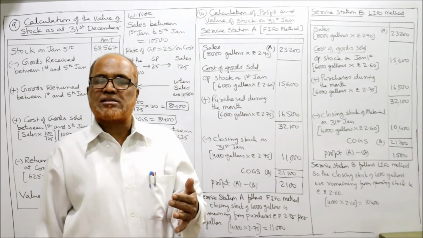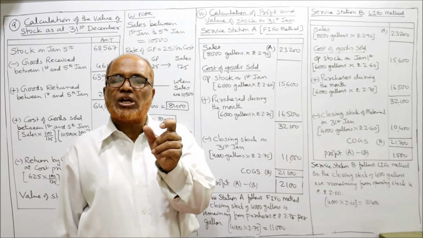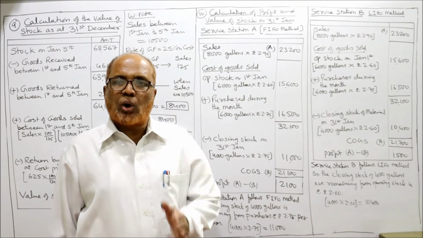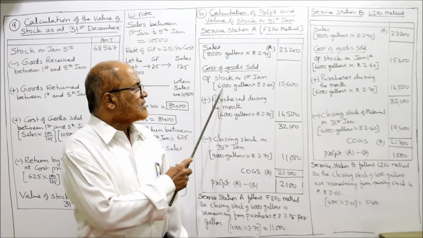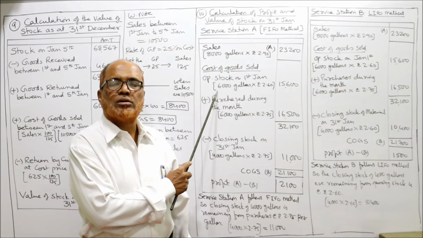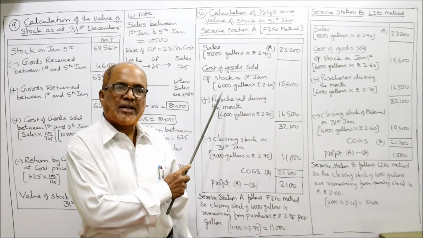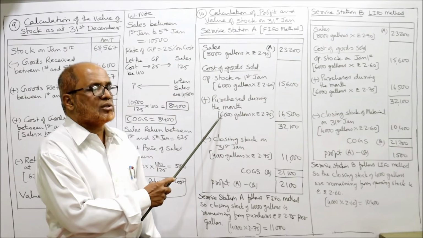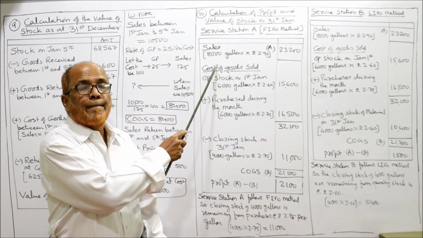At what price? Now see here. Service station A follows FIFO method. First in, first out. The opening stock, how much was there? 6,000 gallons. The whole 6,000 gallons was issued, sold. Purchases were 6,000. Out of 6,000, this 6,000 plus 2,000. Because totally how many gallons are sold?